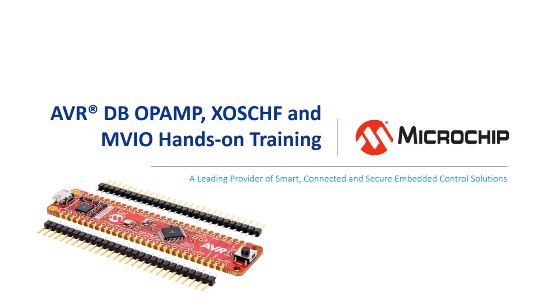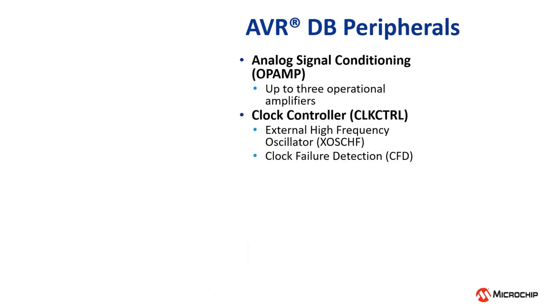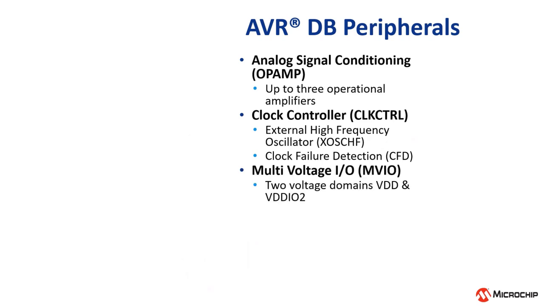This training will have 7 assignments that will be 7 different videos. The training will cover the analog signal conditioning peripheral, also known as op-amp, the new feature of the clock control, such as external high-frequency oscillator and clock failure detection, and the new multi-voltage I/O peripheral, allowing the AVR-DB to operate on 2 different voltage domains.